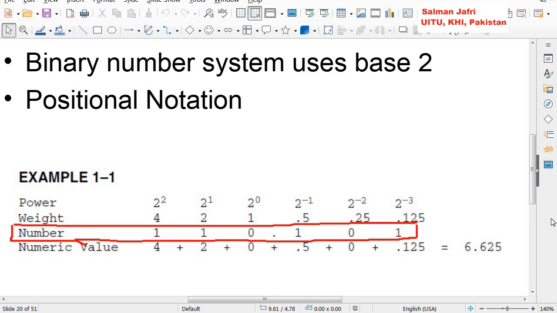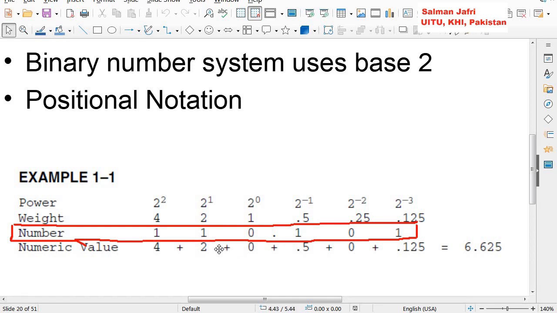What about to the right of the decimal point? The values are negative powers, right? So this digit would be 2 raised to power minus 1, which is 1 over 2, which is 0.5. This would be 1 over 2 raised to power 2, or 1 over 4, which is 0.25. And this would be 2 raised to power minus 3, or 1 over 8, or 0.125. So let's see what this number 110.101 would be in the decimal system.